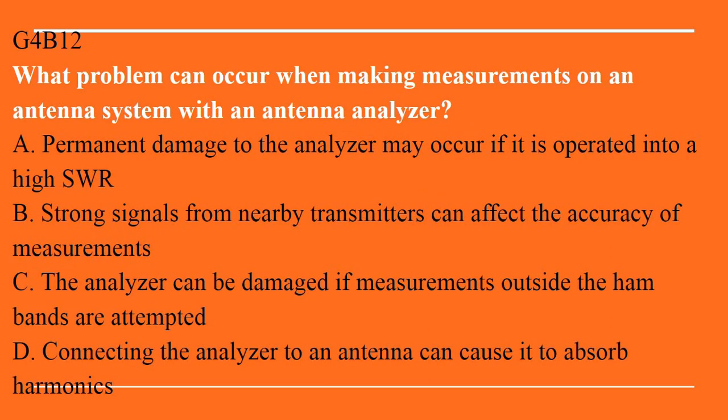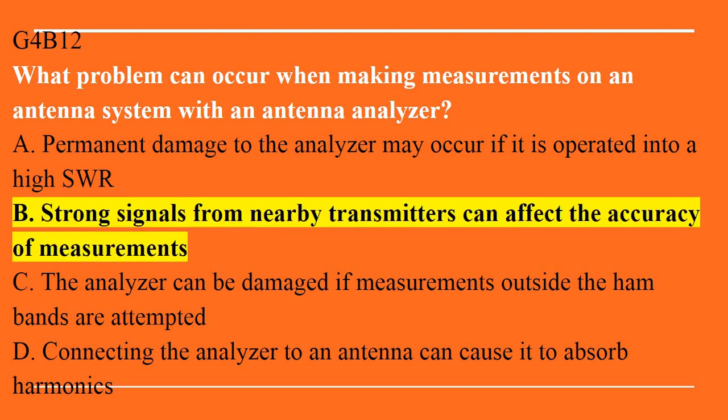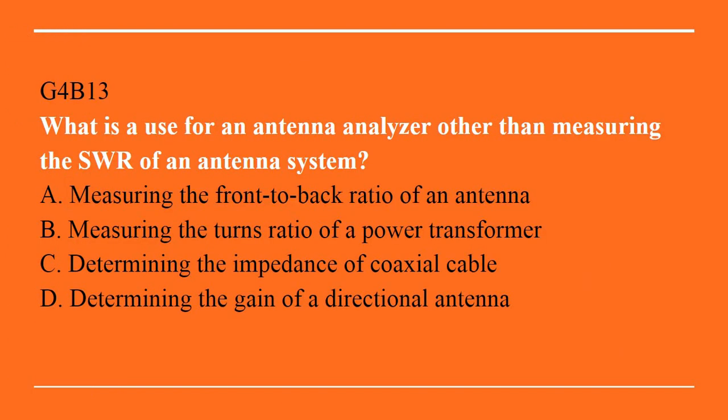G4B12, what problem can occur when making measurements on an antenna system with an antenna analyzer? A, permanent damage to the analyzer may occur if it is operated into a high SWR. B, strong signals from nearby transmitters can affect the accuracy of measurements. C, the analyzer can be damaged if measurements outside the ham bands are attempted. Or D, connecting the analyzer to an antenna can cause it to absorb harmonics. Answer is B, strong signals from nearby transmitters can affect the accuracy of measurements.